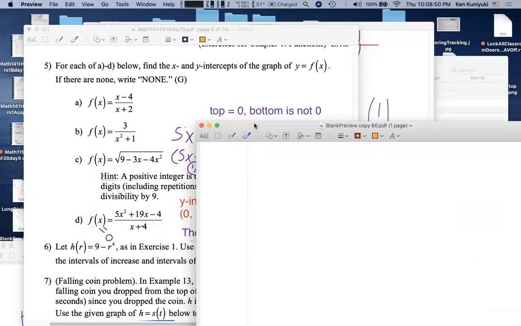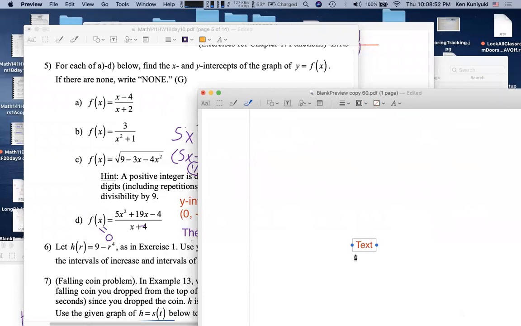Now again, the y-intercept is fairly straightforward. You set x equal to 0. We basically evaluate f of 0, and we get the square root of 9, which is 3. Therefore, (0, 3) is the y-intercept. That's not so bad.